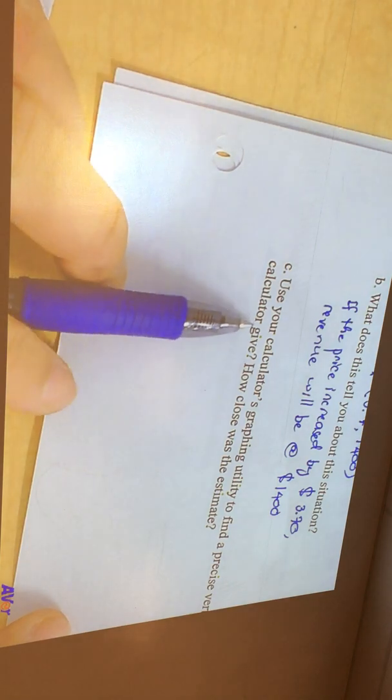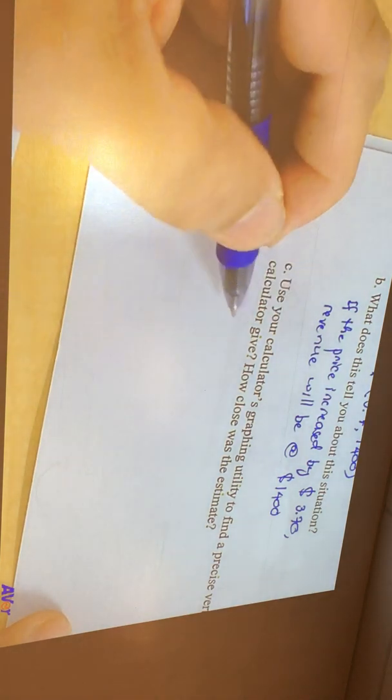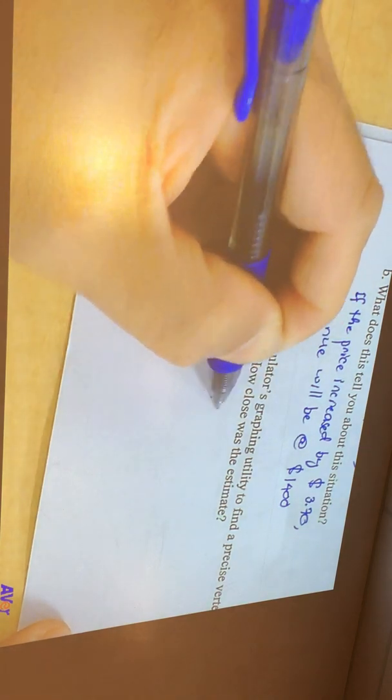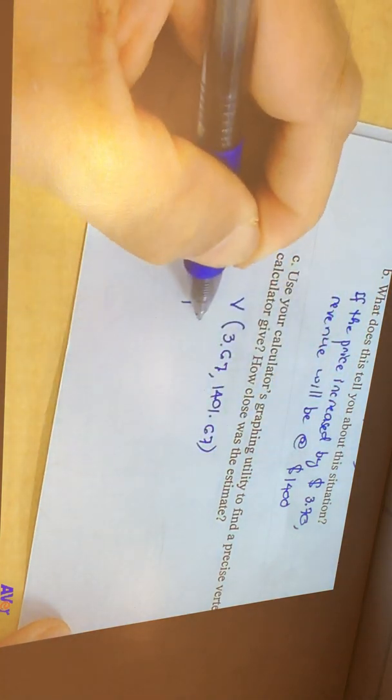Alright? And then you're going to use your calculator and find that. Let's use 2 decimal places. I got 3.67. And then I also get 1401.67. And again, pretty close.